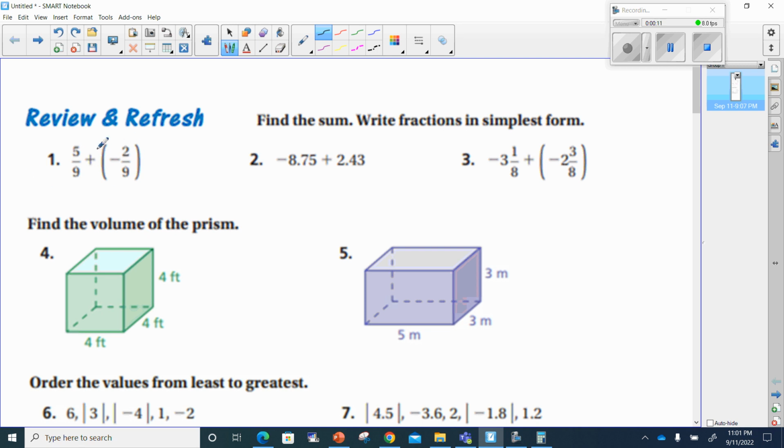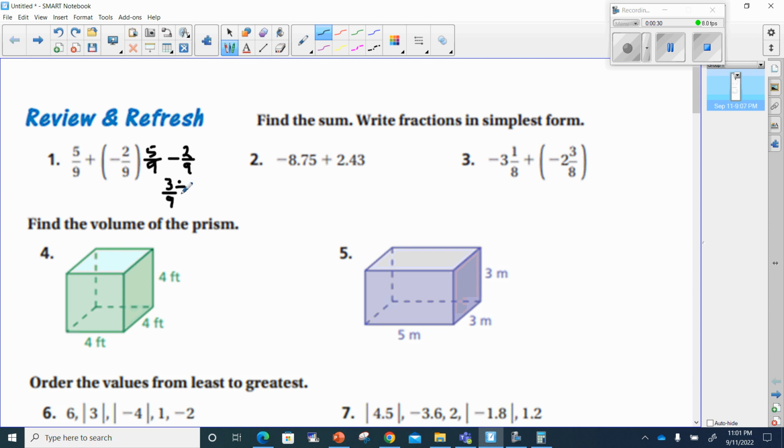We see a positive and negative, that makes a negative. This is actually going to be 5 over 9, and we're subtracting 2 over 9. Luckily, the denominators are the same. 5 minus 2 is 3, so this is 3 over 9. Remember, it does say to put it in the simplest form.